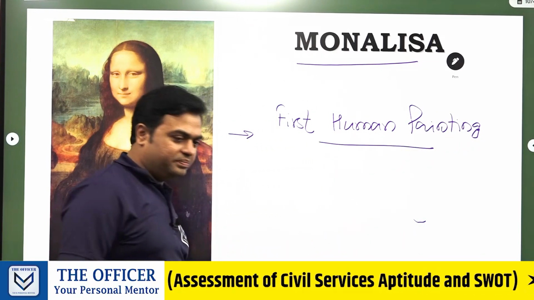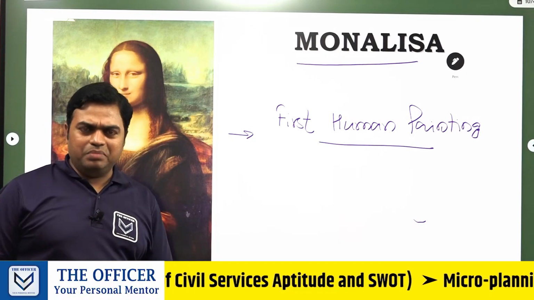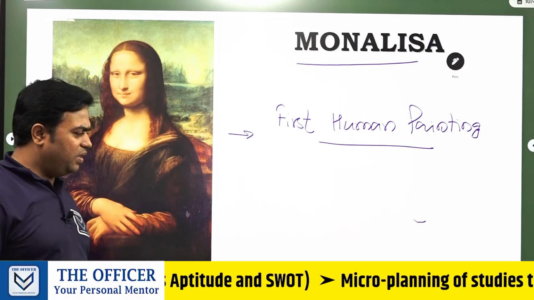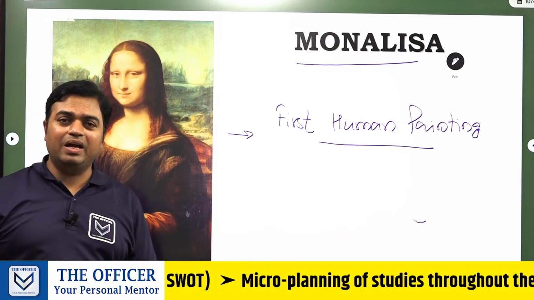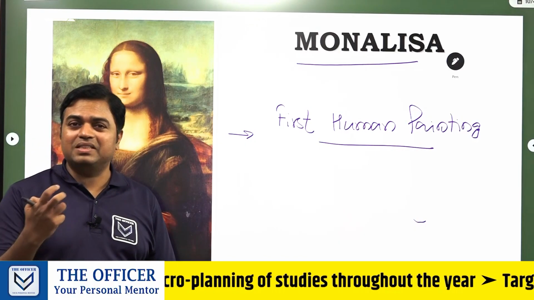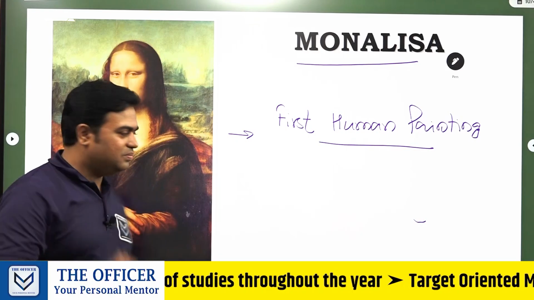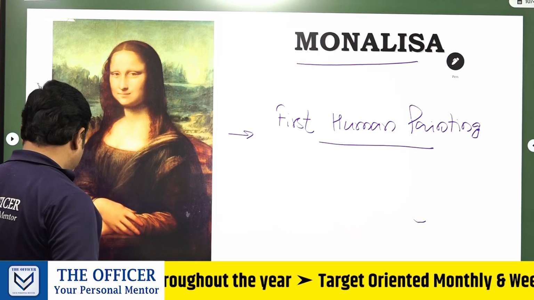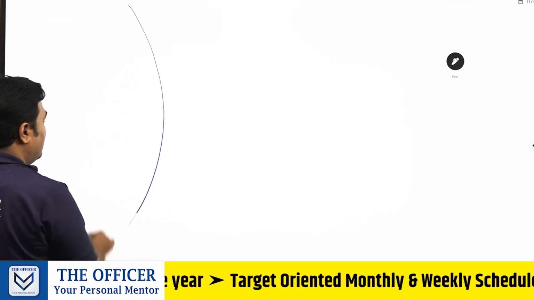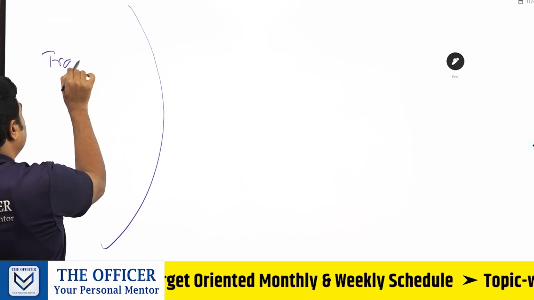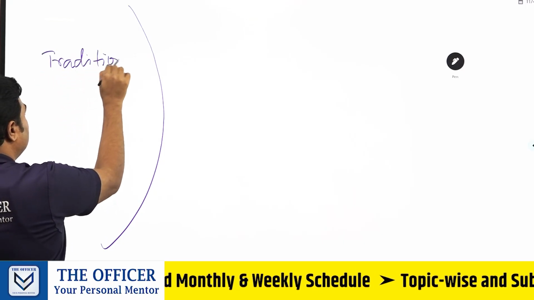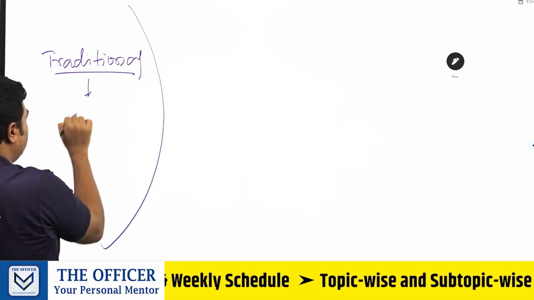First human painting. This example is very simple, and very important for us to understand why and what changed because of the Renaissance. See, I gave you this discussion. See, traditional Europe was dominated by the church. Am I right? Church.